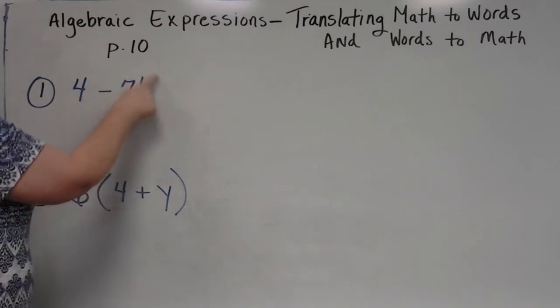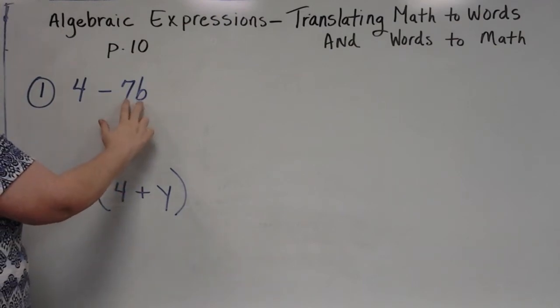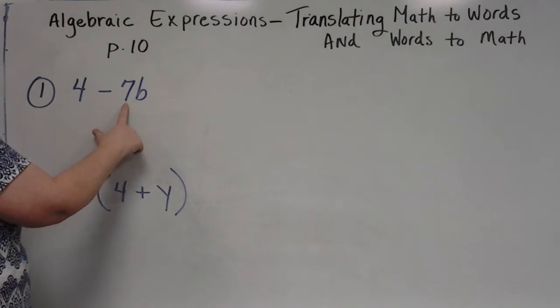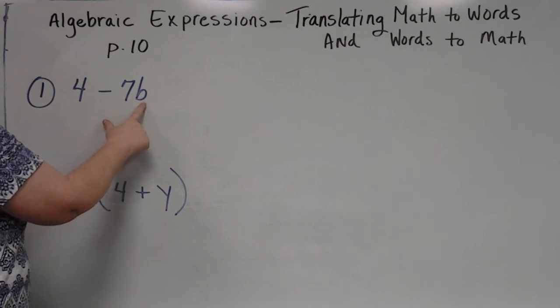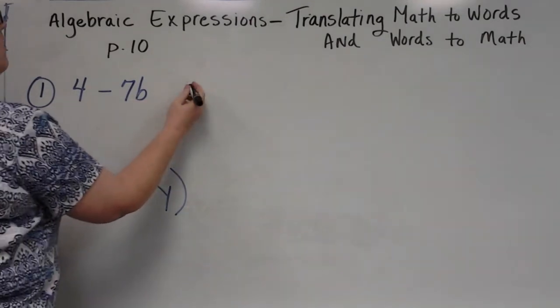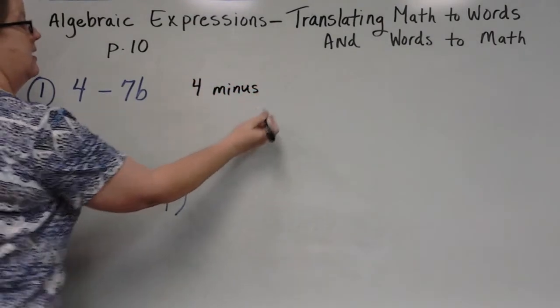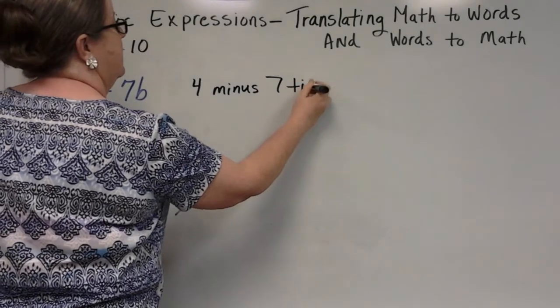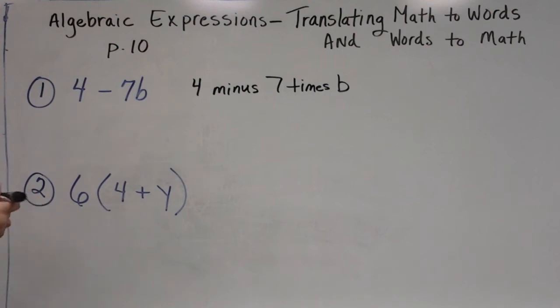What's happening between the 7 and the b? When 2 things are right next door to each other in algebra, like a number and a letter, that means those things are multiplying. So that's 7 times b. So that would be one way to translate it. We could say 4 minus 7 times b. Can you think of another way to say it? That's a perfectly right answer.